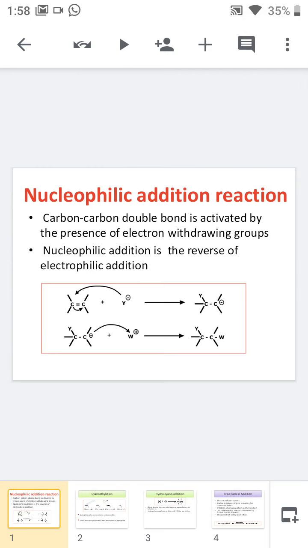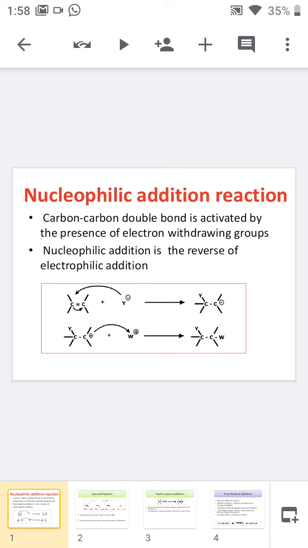You know that the nucleophile is an electron-rich species, and we are adding the nucleophile to a multiple bonded organic compound, and the multiple bonded organic compound is also electron-rich in character. So before starting the nucleophilic addition reaction, we have to activate our multiple bonded compound by the presence of electron withdrawing groups.